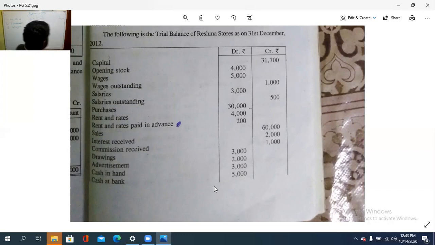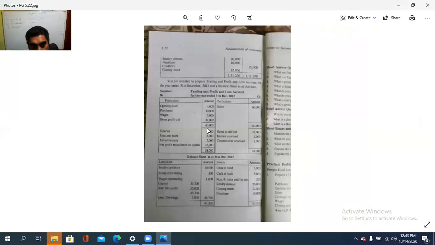So the gross profit needs to be calculated. So 35 plus 4, 39, and 60 is here. So 60,000 minus 39,000, how much is the total? How much is the net gross profit? It is 21,000. To GP carried down and then by GP brought down. That 21,000 is showing here.